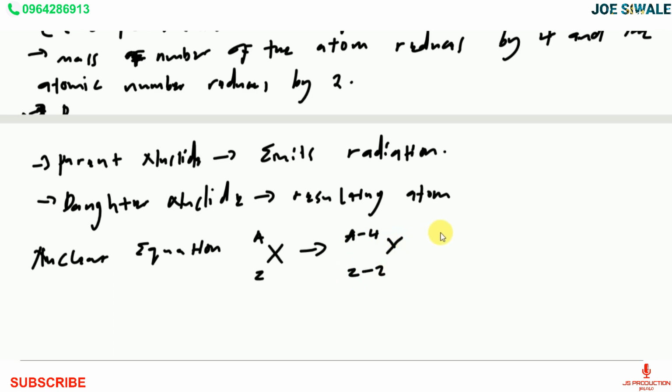Then you must also add the helium nuclide, and we said that the notation of the alpha radiation is represented by the helium nuclide. So as you can see from the helium there, that means that 4 is going to be lost from the mass number and 2 is going to be lost from the atomic number.